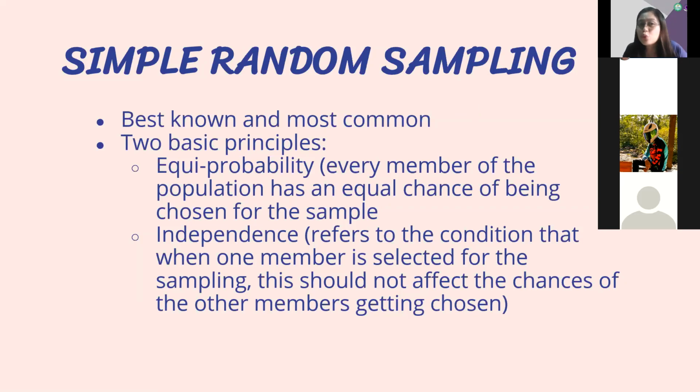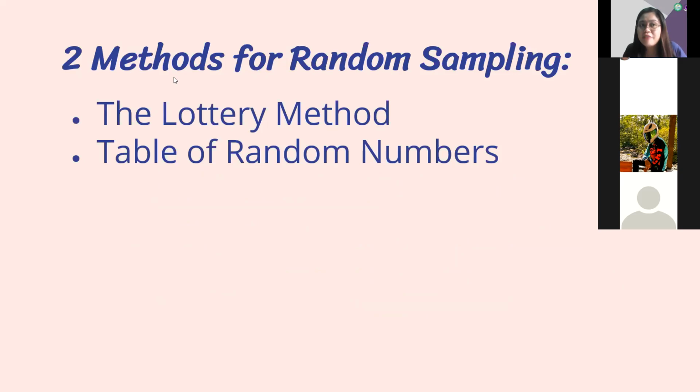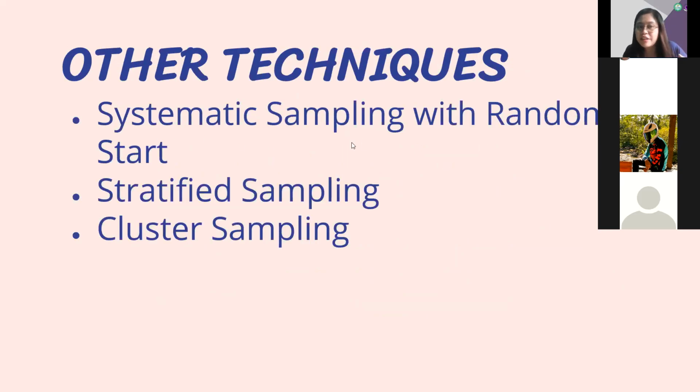Now, how are we going to do the simple random sampling? We have two methods that we can use here, the lottery method, or we can also call this the fishbowl method, and the table of random numbers. Aside from the simple random sampling, we have other three: the systematic sampling with random start, the stratified sampling, and the cluster sampling. And to help you understand them, I will show you a video.